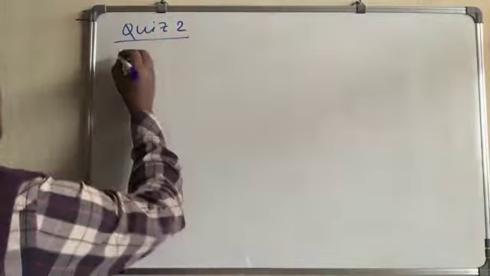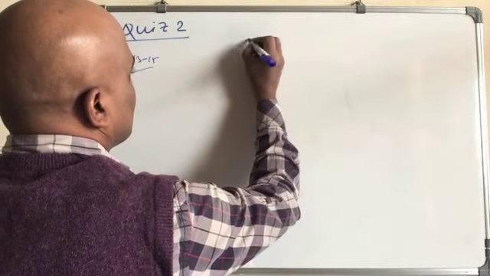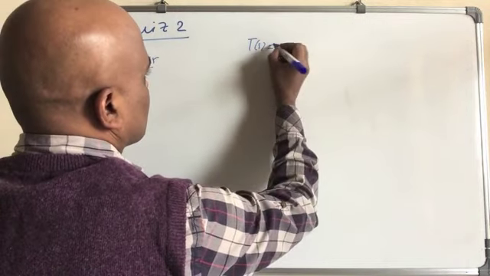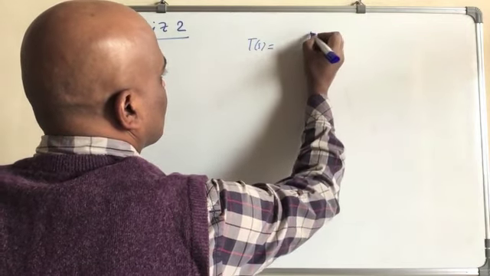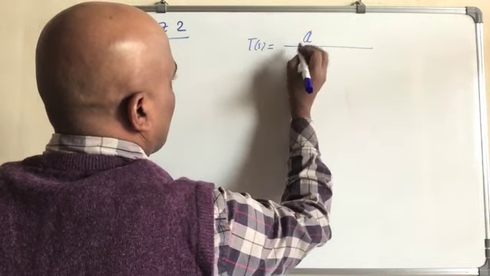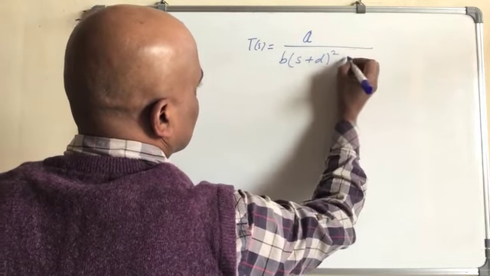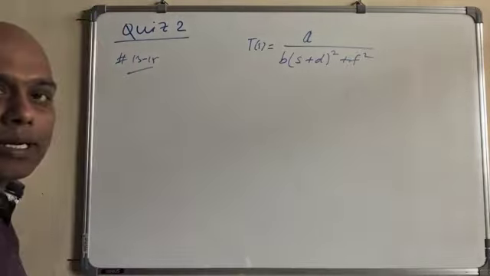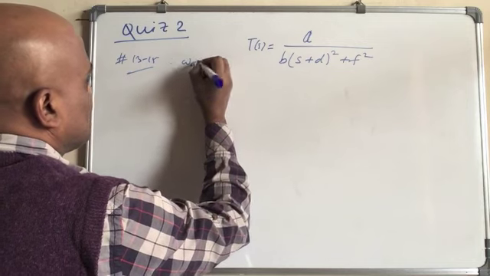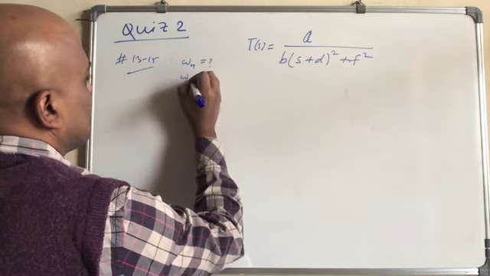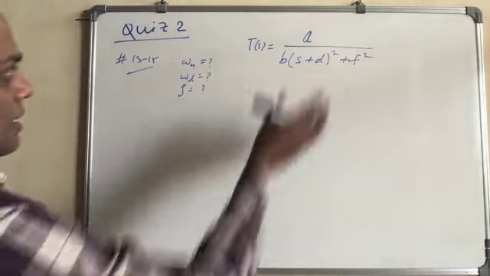In the next three questions, number 13 to 15, the transfer function is given as this: A over B times (s plus D) squared plus F squared. It is something like this, okay? And you have to find out the undamped natural frequency, the damped natural frequency omega_d, and zeta, the damping ratio. That we have to find out, given this.